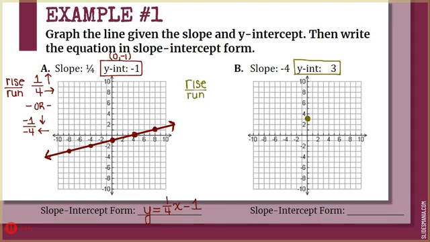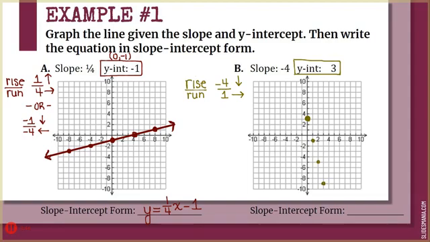Well, my slope that I've been given is -4. So my rise is -4, and all whole numbers are always over the number 1. So my 4 is negative, which means I'm going to go down. And then my run is positive, which means I'm going to go right. So from my y-intercept, I'm going to count down 4, 1, 2, 3, 4, and right 1. Down 1, 2, 3, 4, right 1.